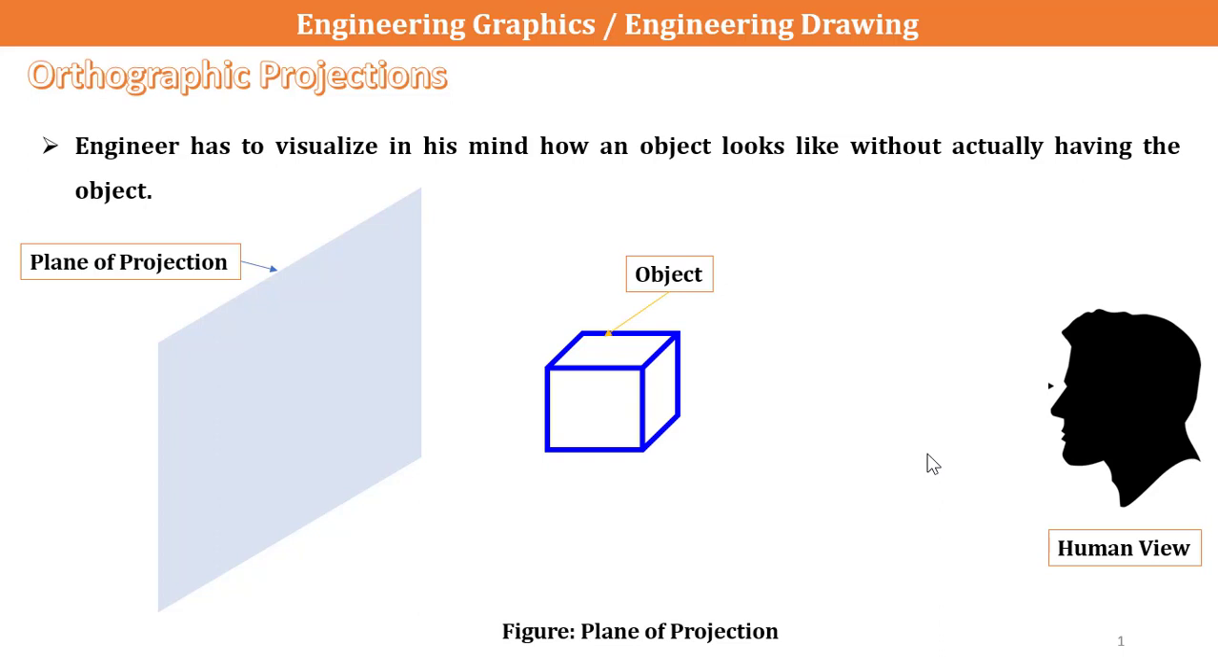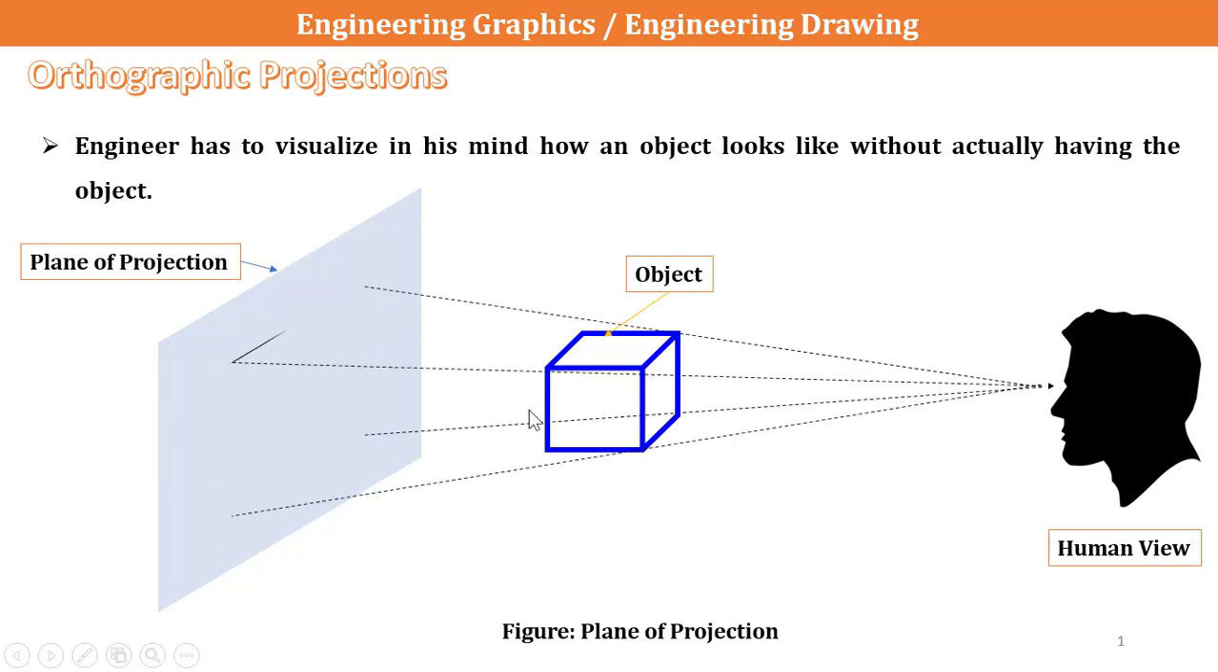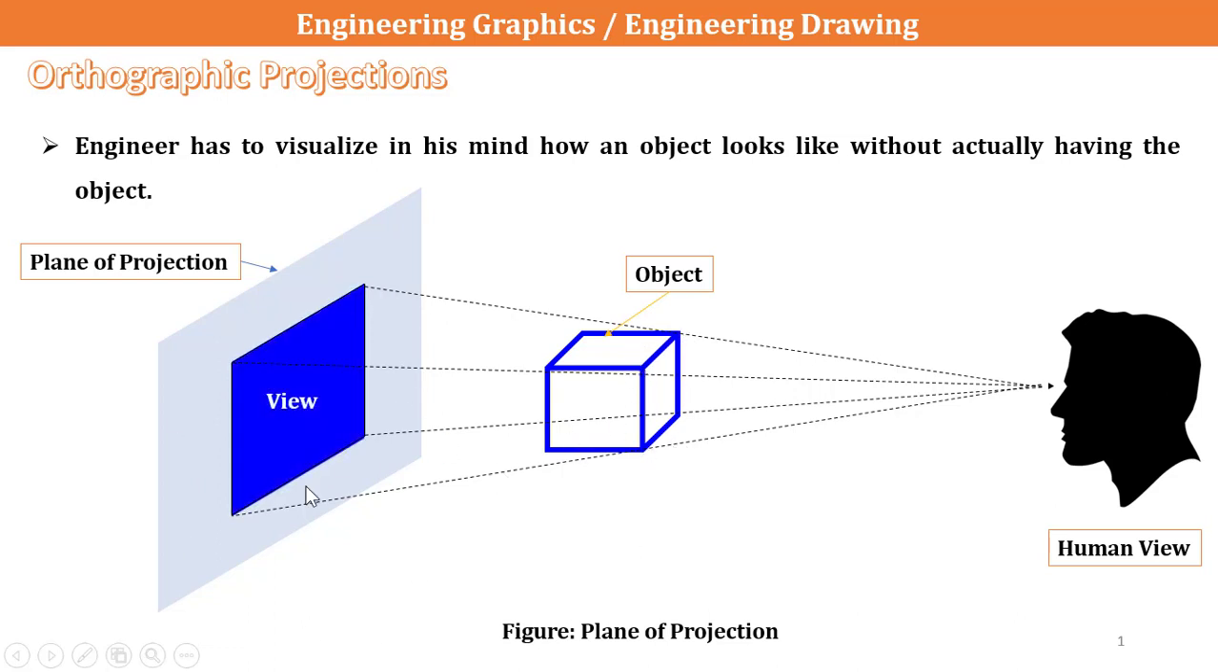Let's assume a certain distance between them, and here the object's projections are going to fall on the plane of projection. Once he tries to visualize, he will look at one particular corner, this corner, this corner, and similarly this corner. If I join these with lines, I will get the same square shape on the plane, and this is called a view.